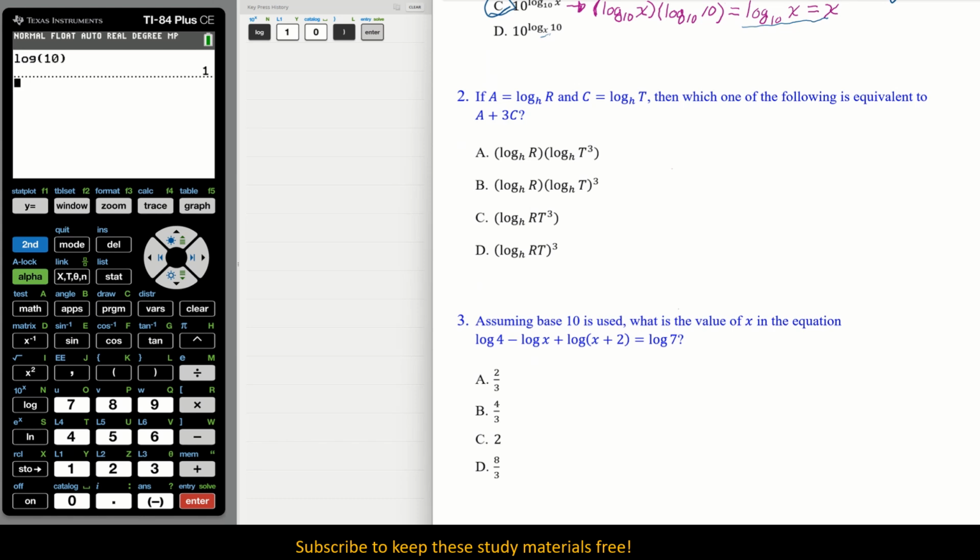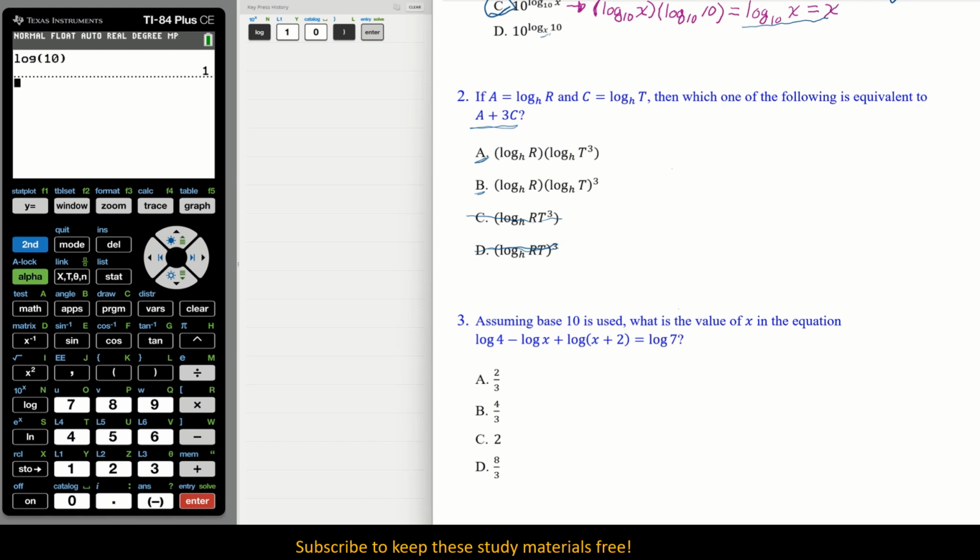If a equals log base h of r, and c equals log base h of t, which one of the following is equivalent to a plus 3c? Well, we really have to look at that. If we're adding two logarithms, we're multiplying. That being said, A might work, B might work, but it is highly unlikely that C or D is going to work, because we don't simply put the arguments together. That isn't how we manipulate these things.